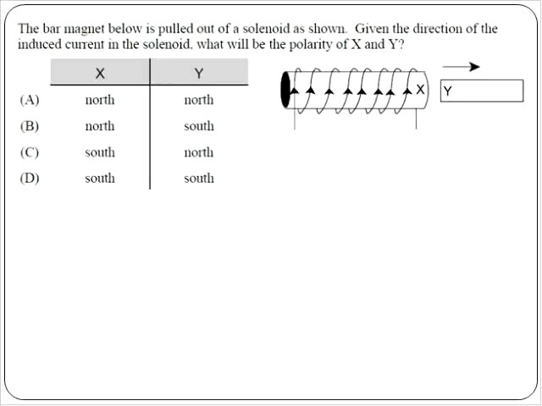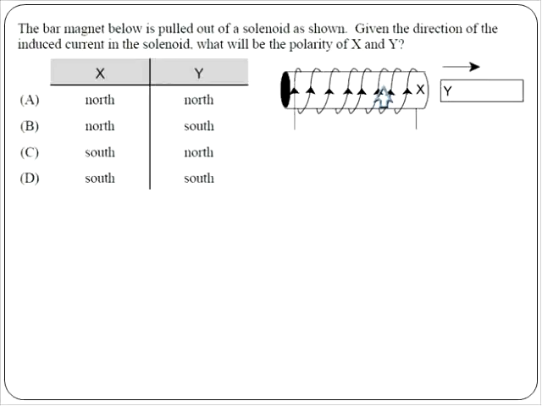Again, we've got a bar magnet being pulled out of a solenoid as shown. This time, though, they change it up a little bit. Instead of telling us what the pole of the magnet is, they give us the direction of the current instead. See that? Direction of the current is given. That's what these arrows here are. These arrows right here show that the current is flowing up the front of the solenoid.